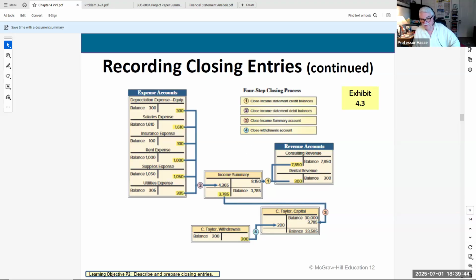Finally, the 4th step, you have dividends or withdrawals with a debit balance. You credit that account to zero it out, and that debit goes into the retained earnings or capital account, thus getting your final balance. When it's all said and done, all the temporary accounts now are zero. Expenses, zero. Revenues, zero.